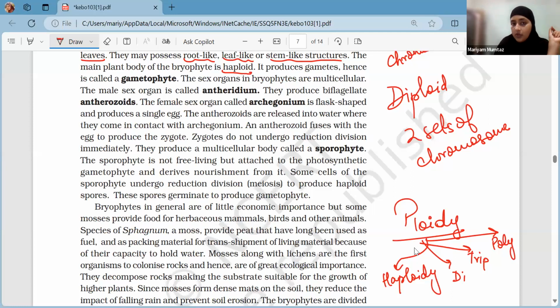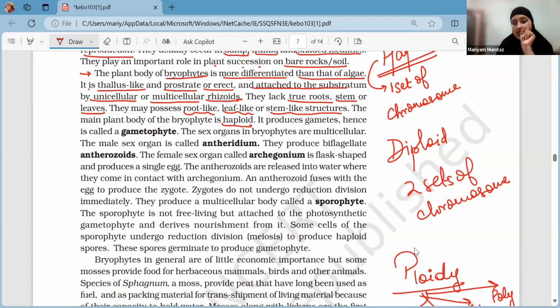Now, their plant body is haploid, meaning one set of chromosomes. This haploid body produces gametes, and because of this it is known as gametophyte. Gamete-producing body that is haploid in nature is gametophyte. Now, the sex organs in bryophytes are multicellular. The male sex organ is antheridium. They produce biflagellate antherozoids, which are the male gametes. Instead of calling them sperms, we call them antherozoids. Biflagellate means two flagella are there, and obviously it is motile.